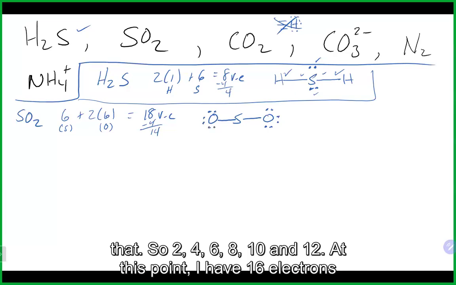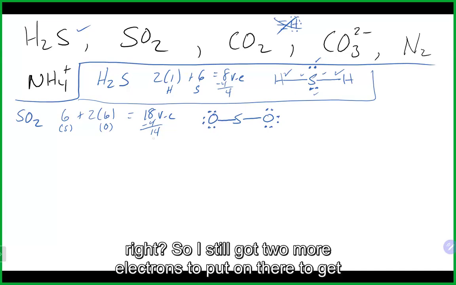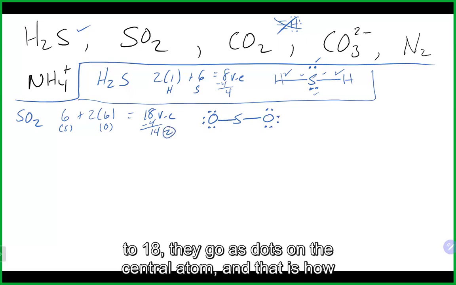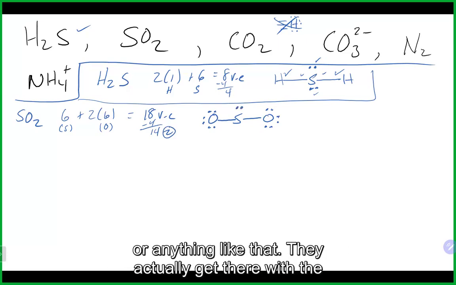At this point, I have 16 electrons that I've put on this thing. I still have 2 more to go, right? So I still got 2 more electrons to put on there to get to 18. They go as dots on the central atom, and that is how they get there, by the way. They do not double bond on both sides or anything like that. They actually get there with the dots.